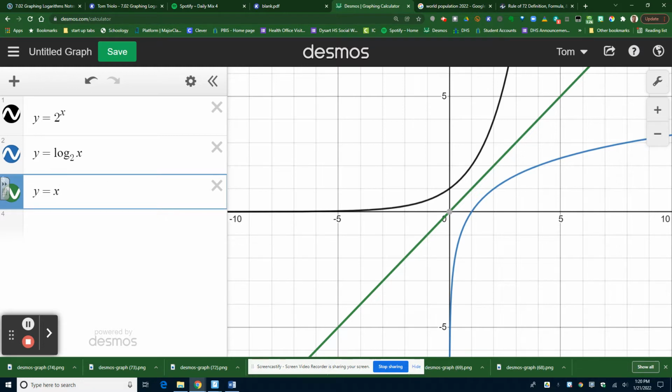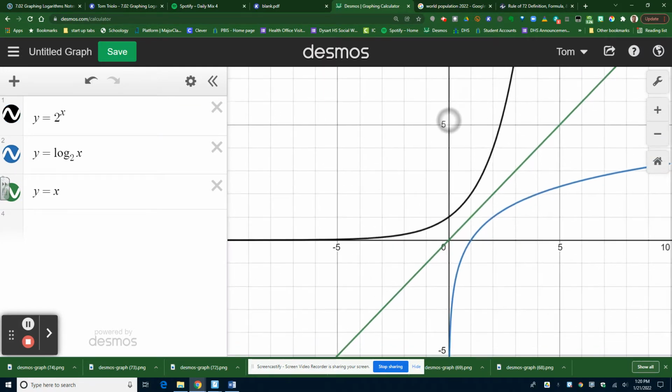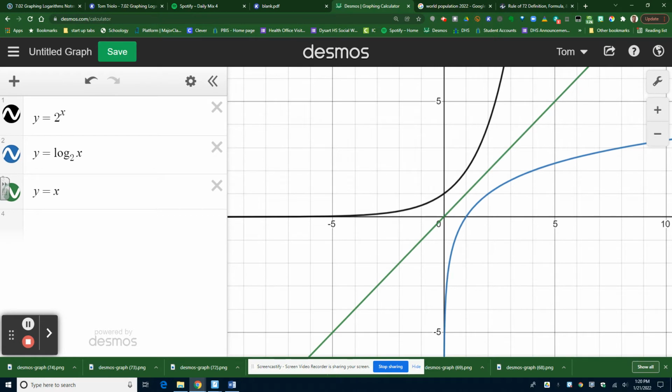Additionally, the asymptote of my exponential function is the y-axis. I'm sorry, the x-axis. But in this case, my asymptote is going to be my y, so it's going to be vertical. It switches from horizontal to vertical because, again, we're switching our x's and our y's. So it makes sense. It's not super easy, but it makes sense.